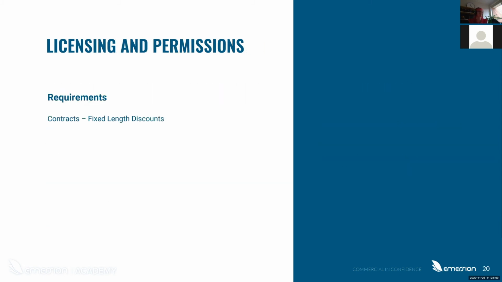One more with licensing and permissions. Before you can access this particular section in the admin screens and use this functionality, we do have to turn it on for you. If you would like that, we would just need to receive a request that you want to use the fixed length discounts for contracts, so that we can turn it on for you pretty easily. Again, just raise that with sales.